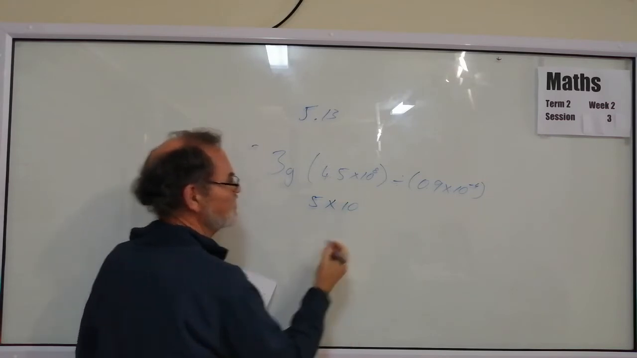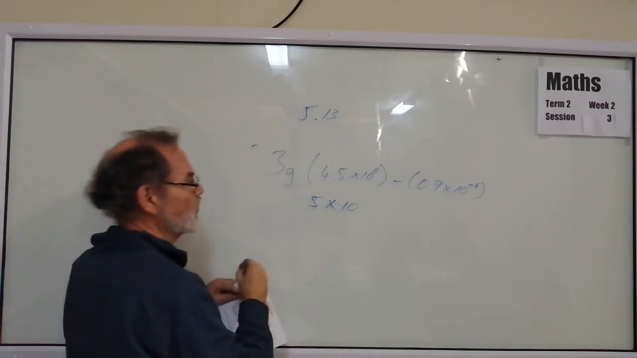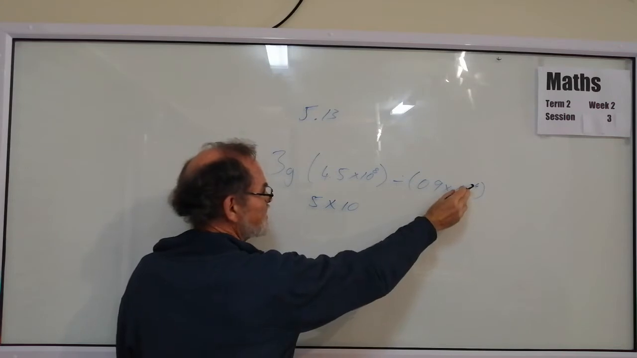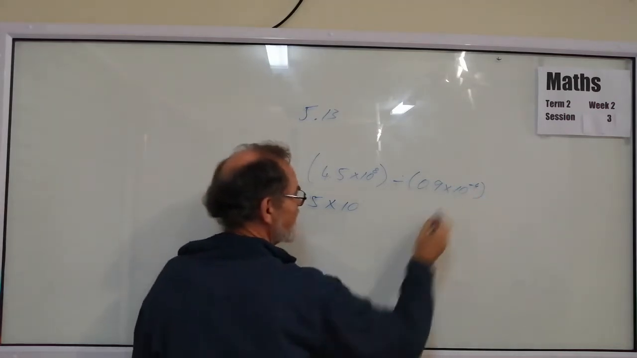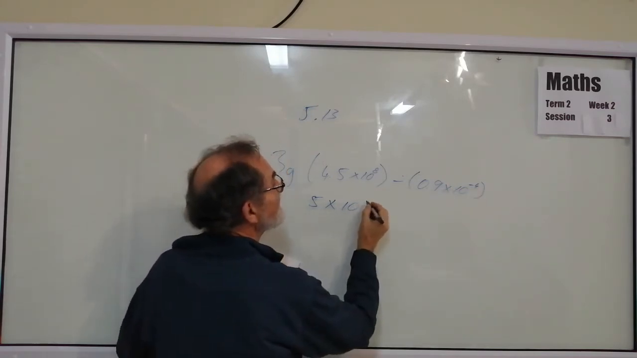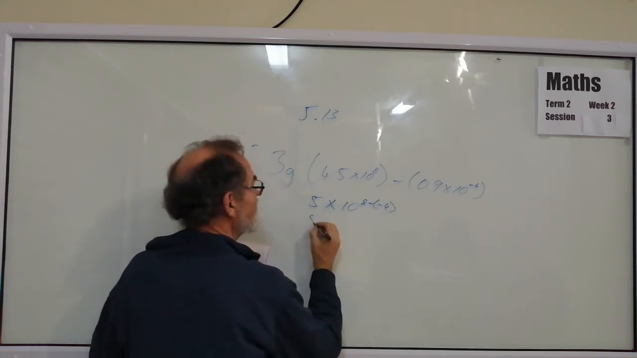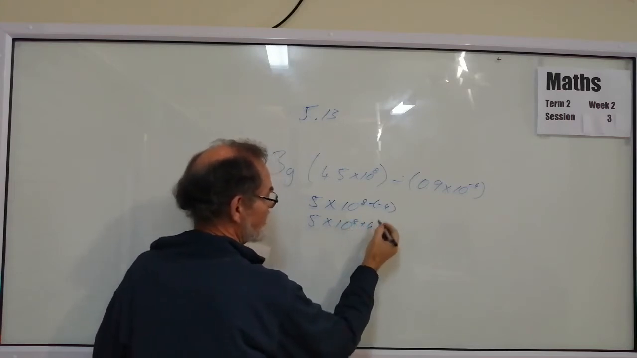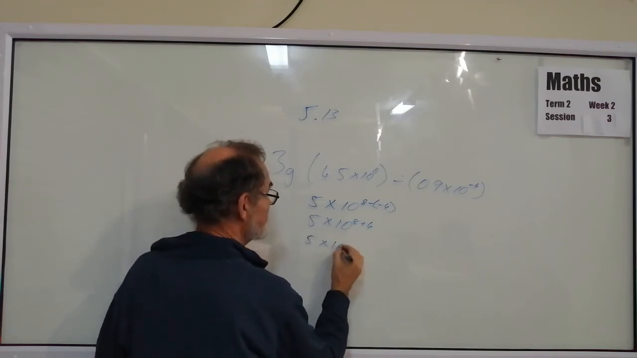Multiplied by 10 to the, here's plus 8, there's minus 4. So we have to add these powers. But this power is divided. So it's below the line. So the sign, it's got to get a minus. But don't forget the minus that's already there. So we have 8 minus minus 4. So we have 5 times 10 to the 8 plus 4. Because a minus times a minus is a plus. So we have 5 times 10 to the 12.